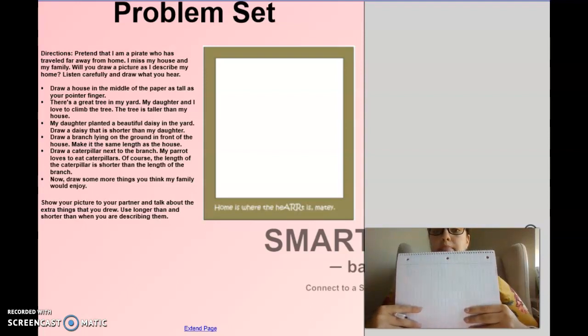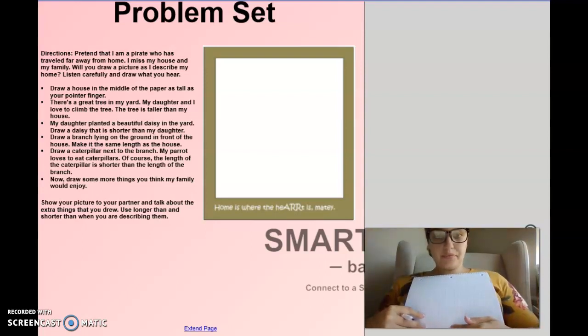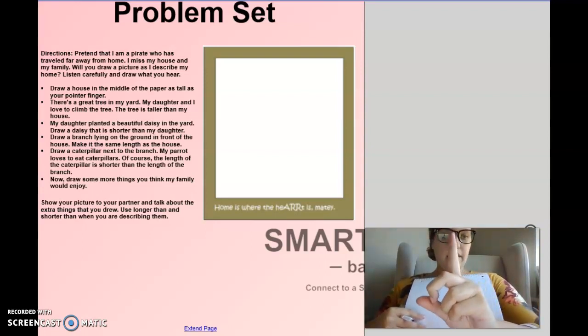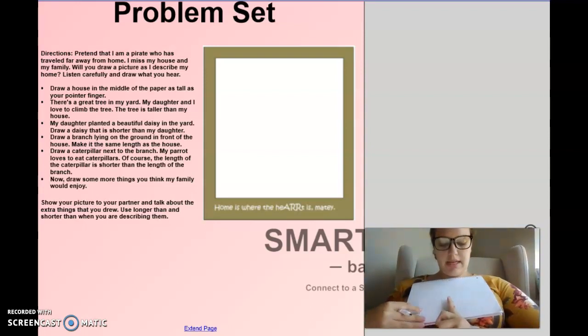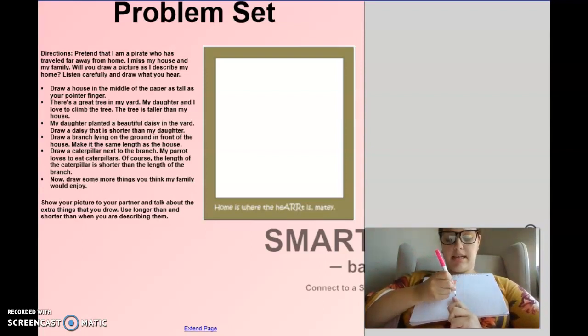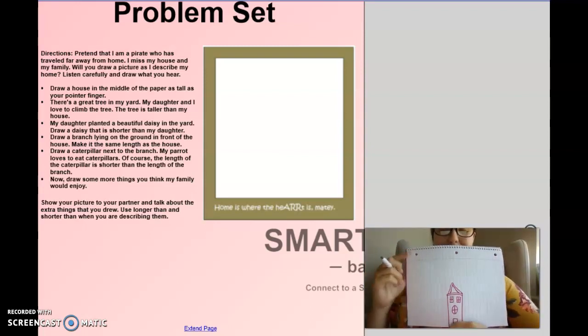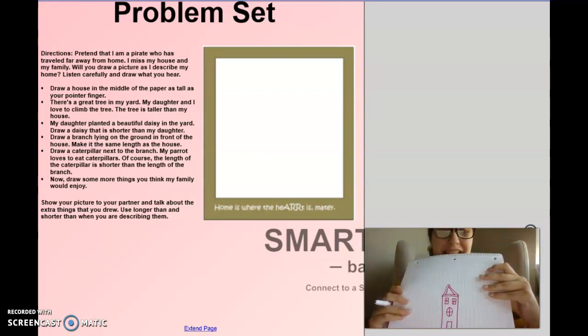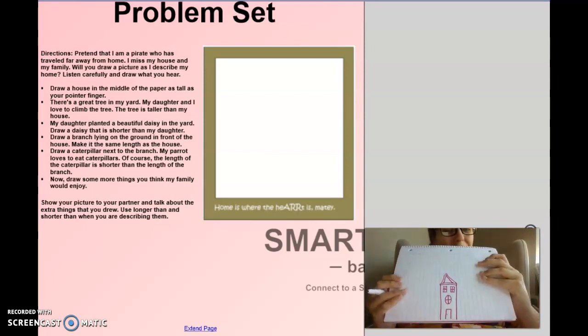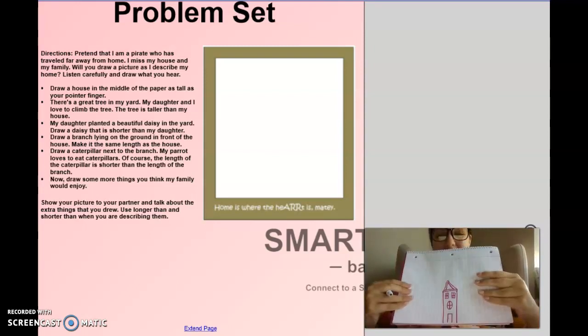Draw a house in the middle of your paper that is as tall as your pointer finger. So here's your pointer finger, and you're going to put it at the bottom, and I like to put a dot here. So draw your house however you want, and then pause me and then unpause me when you're ready for your next direction. Okay, so there is my house. Let me see yours. Those look beautiful.